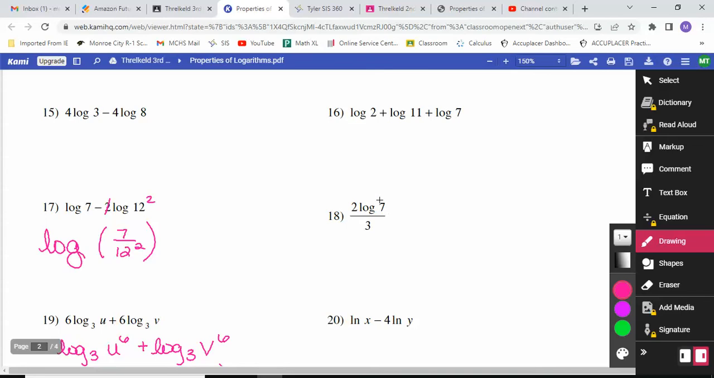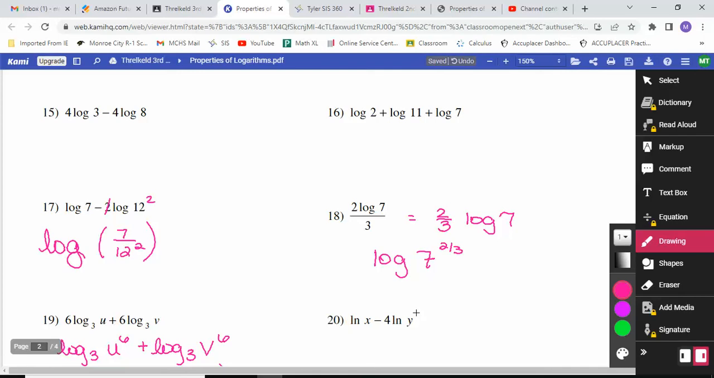All right. This one is written kind of strange. 2 log 7 over 3. You could rewrite this as 2 over 3 times the log of 7. Now if we do that, what do you do with that 2/3? So it's log of 7 to the 2/3 power. Thank you for mentioning that one.